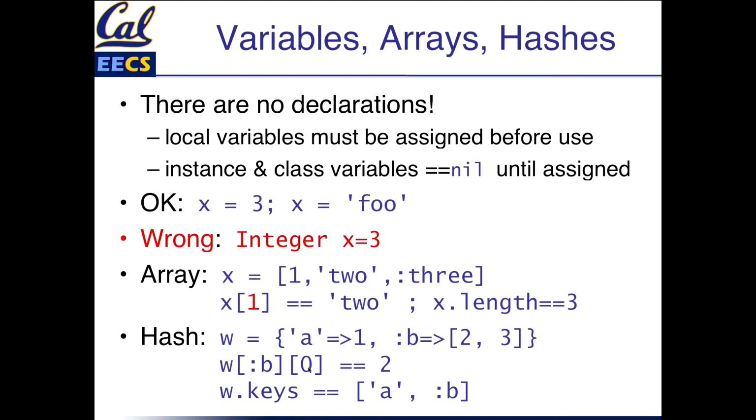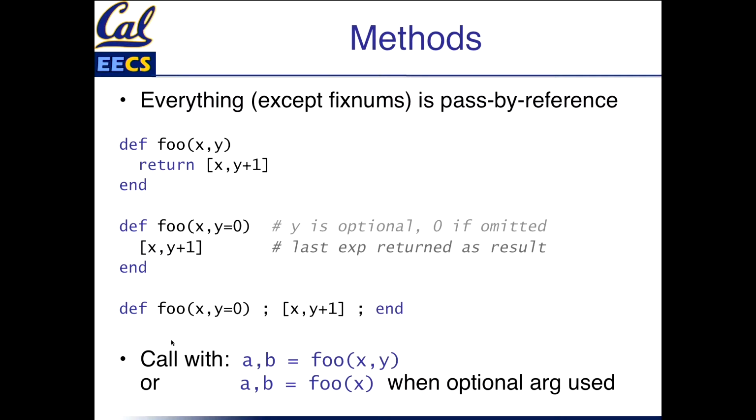We can dereference that array and set its 0th element to something. And we can ask the hash what its keys are. Then we get back a plain old array, which is just a list in some arbitrary non-guaranteed order of what the hash's keys are. And there's ways to go through them as well. Methods. Everything is passed by reference. Everything except integers. We'll come to that in a minute.